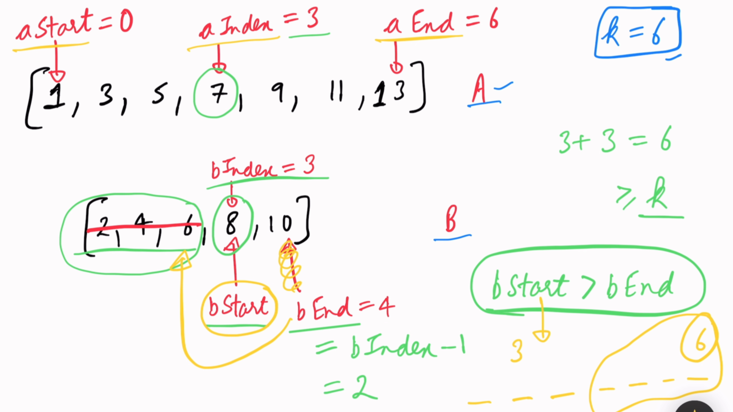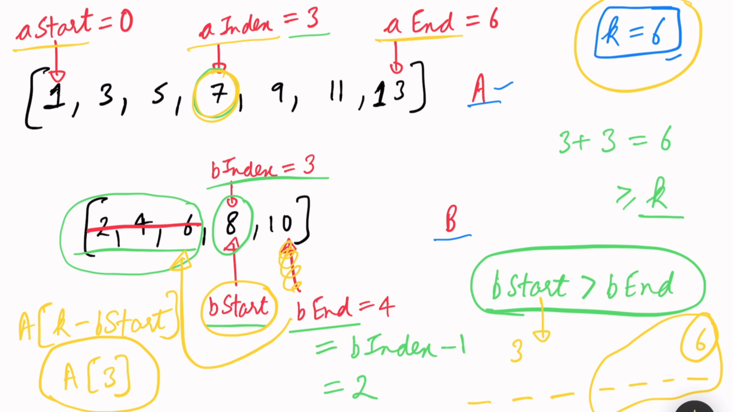So from array A, the element which is going to be at index 6 is simply going to be k minus B start, and this is going to be A3, that is the element at index 3 in array A, which is value 7. So the element at index 6 in the final merged array is going to be value 7. So what this means is that till index k, 3 elements are going to come from array B and the rest of the elements are going to come from array A.